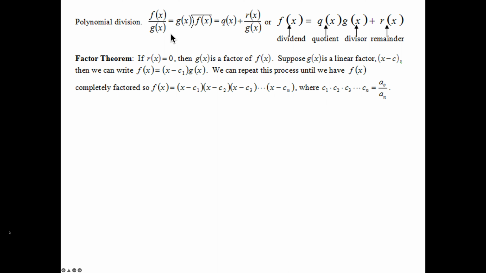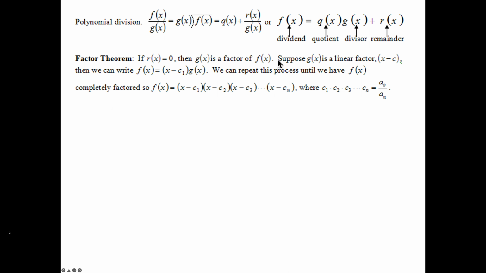possible factors. Now when you do division, your q of x is your quotient, r of x is your remainder, and g of x is what we divided by, called your divisor. The factor theorem states that if you were to do polynomial division, and if your r of x right here is a remainder of 0, then this g of x is a factor of f of x.